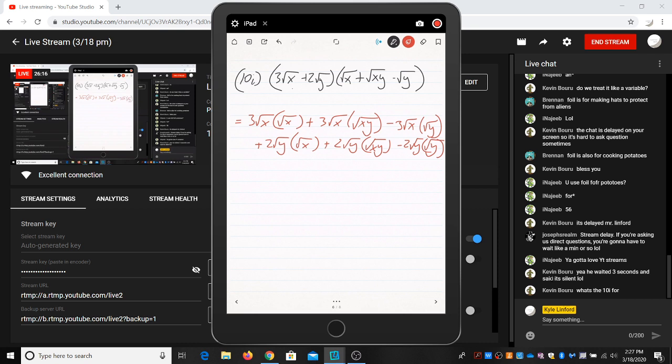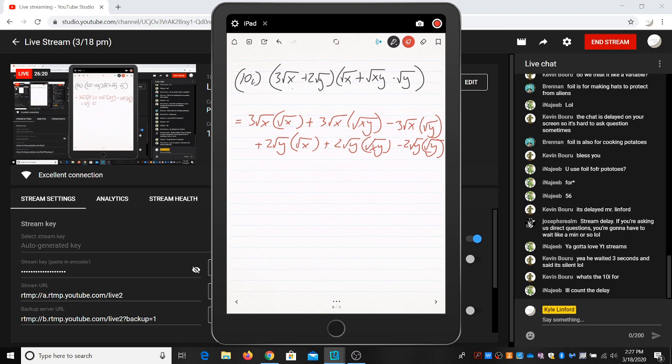Oh, this is problem 10 from the independent practice. So Kevin, yeah, this is independent practice homework that I'm doing, problem 10.